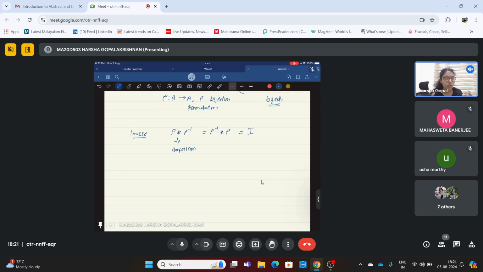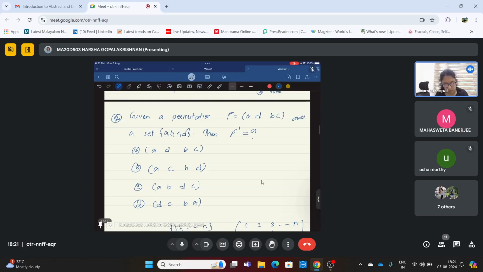Identity permutation means A going to A, B going to B, C going to C, D going to D. If a permutation satisfies this condition for rho, then that permutation is called the inverse of rho. Rho is given here. The question is what is rho inverse? You can just do the calculation in 2 minutes and let me know which option is correct.